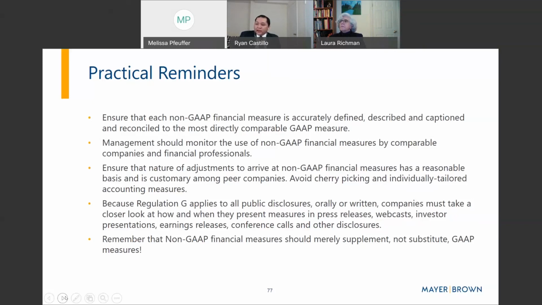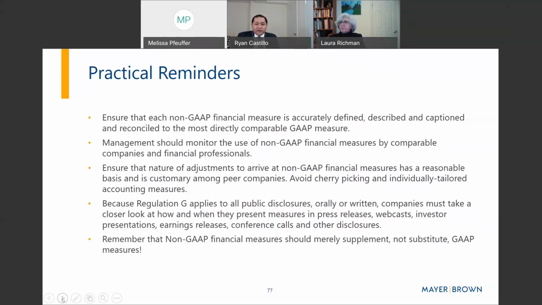You also have that reminder that because Regulation G applies to all public disclosures, oral or written, companies must take a closer look at how and when they present measures in press releases, webcasts, investor presentations, earnings releases, conference calls, and other disclosures. And at the end of the day, to summarize, non-GAAP measures and KPIs can be an important tool for companies to tell their own stories, convey information to investors that companies believe to be relevant, meaningful, and useful in understanding performance, financial position, and liquidity.